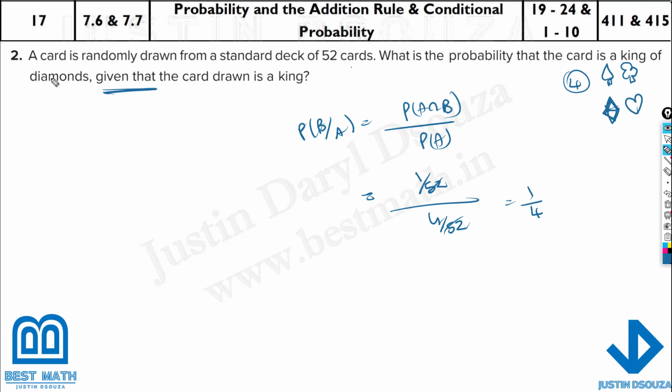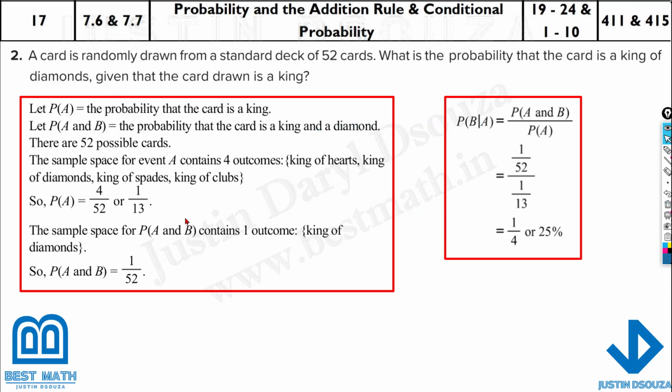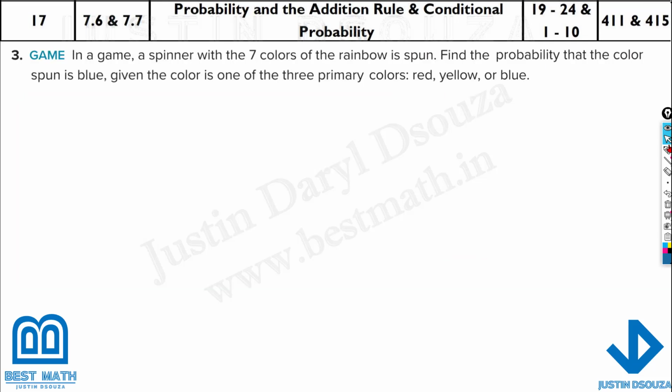Now, another way to check your answer. The probability of drawing a king of diamonds, under the condition that it's a king: how many kings are there? There are 4 kings, and the king of diamonds, there is only one. So 1/4. So the answer is that. But you need to write the probability of A, then put the formula and solve.